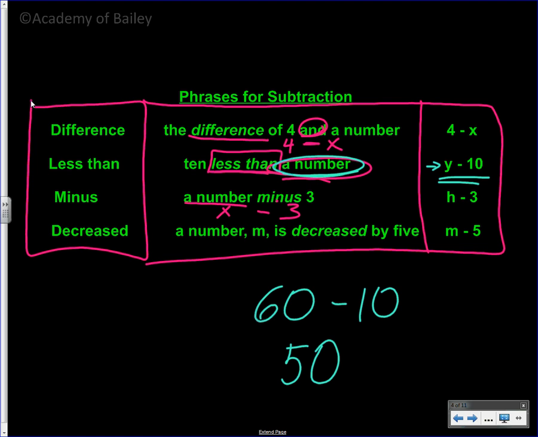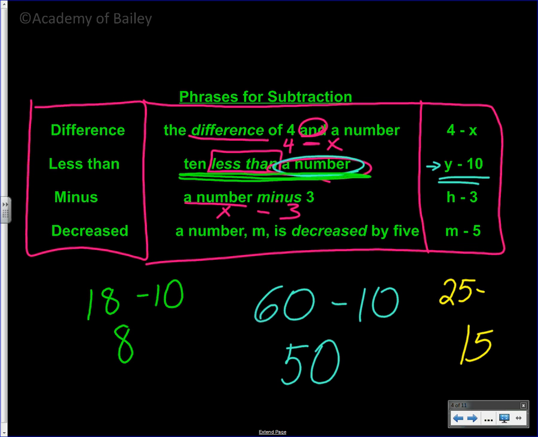Okay. Well, let's pick another number. What's another number you have? 18? All right. I heard somebody say 18. So, 18. What is 10 less than 18? 10 less than 18 is 8. Well, how'd you get that one? 18 minus 10. And one more number. 25. Okay, we'll put 25 down. What is 10 less than 25? 10 less than 25 is 15. And you got that by saying 25 minus 10.